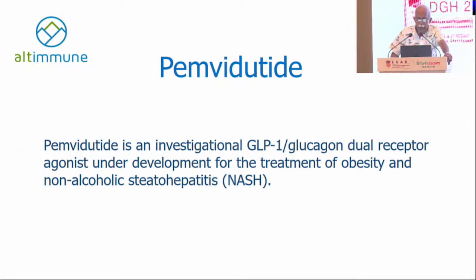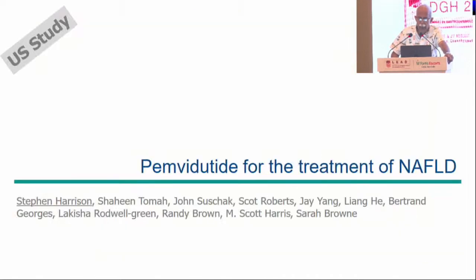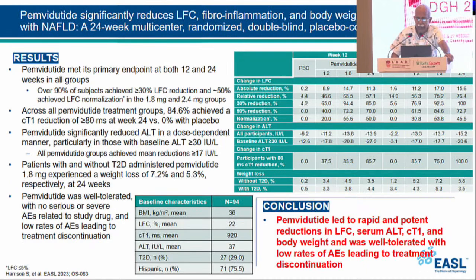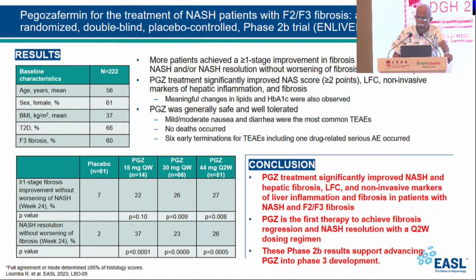Then I'm coming to the end very soon. Pemvidutide. This is an investigational GLP-1 glucagon dual receptor agonist. And this acts with direct effects on the GI tract and brain and also on the liver. And what they show is that this leads to rapid and potent reduction in the liver fat content, serum ALT, body weight, and is very well tolerated. Yeah, the last few slides. Then pegozafermin in the treatment of NASH patients. Now, this is the first therapy to achieve fibrosis regression and NASH resolution with a twice weekly or twice a month dosing regimen.